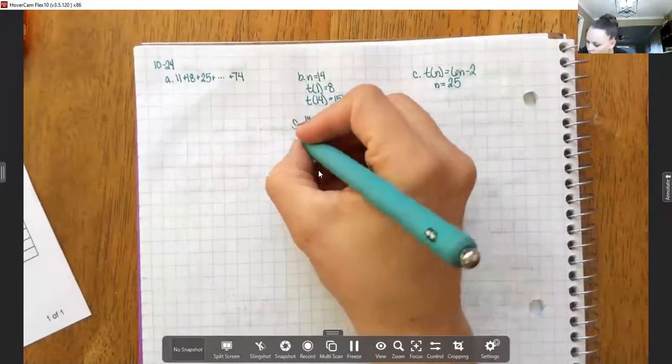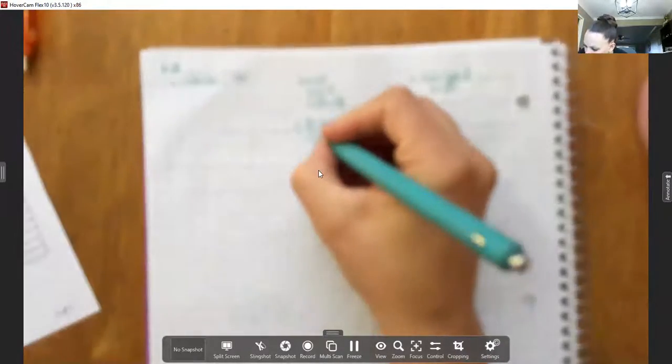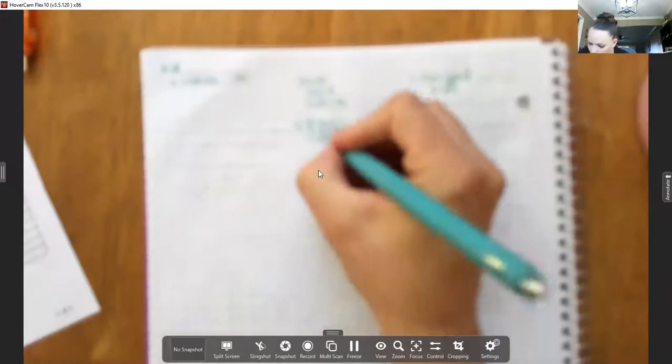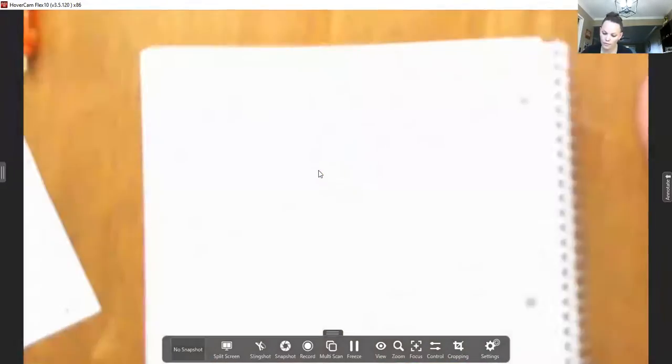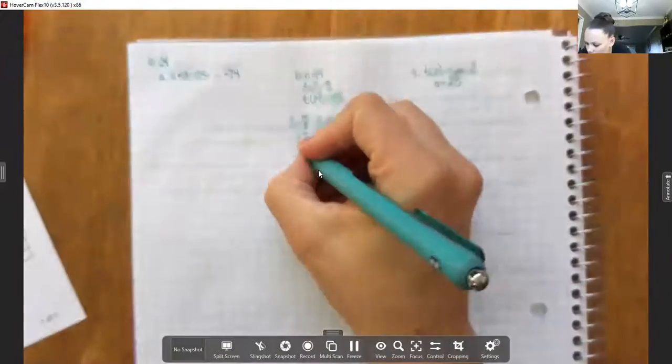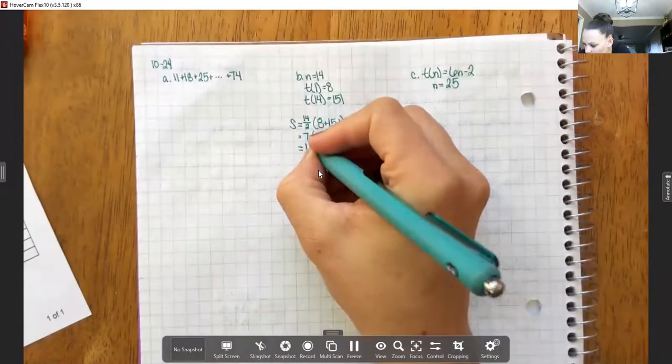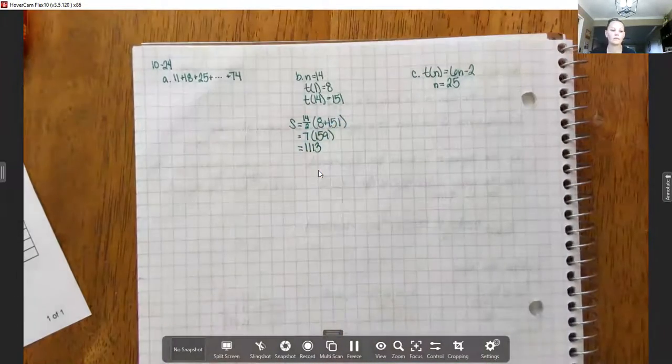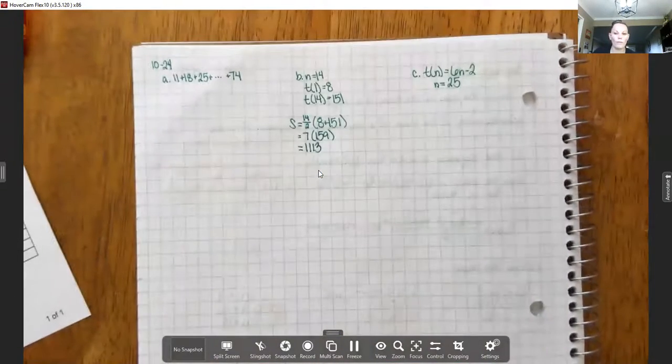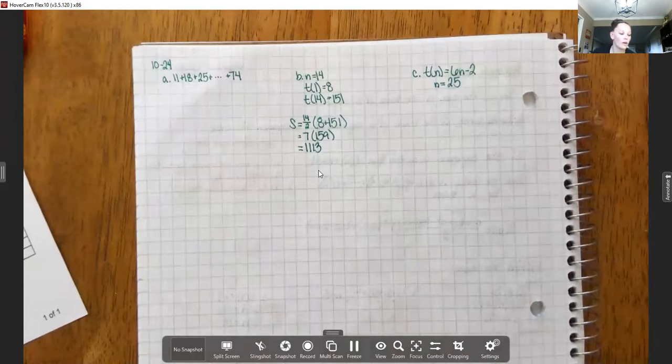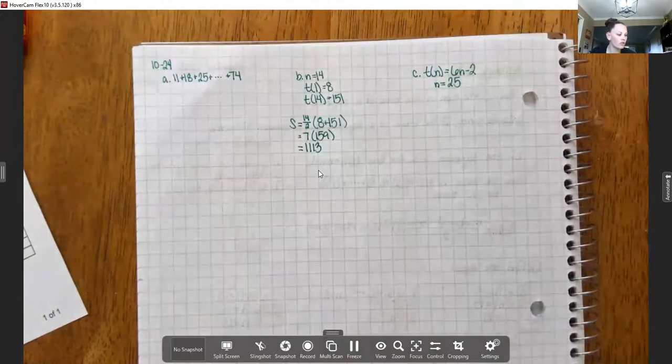So on part B, the sum is equal to 14 divided by 2 times 8 plus 151. So this is 7 times 159. So on B, it's 1,113. A is a little bit trickier.